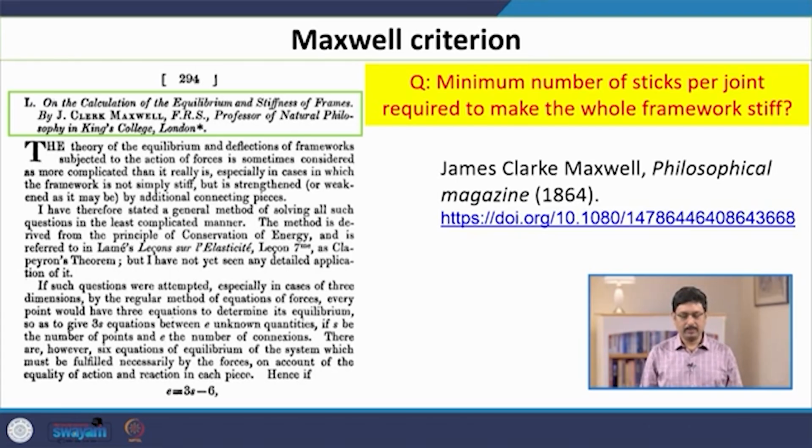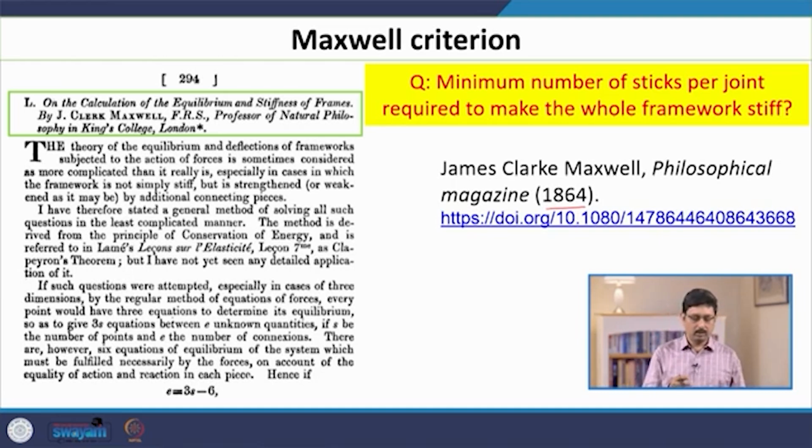Now, there is Maxwell, James Clerk Maxwell. He was a famous physicist. He is the same Maxwell whom you studied in Maxwell's laws of electricity and magnetism, and those of you who are taking the thermodynamics and statistical mechanics course will be studying Maxwell's relations. So, it is the same Maxwell. He considered this problem, and he wrote a famous paper, published in 1864 in Philosophical Magazine, and I have provided the link so that if you are interested you can go and check that paper. It is available online.